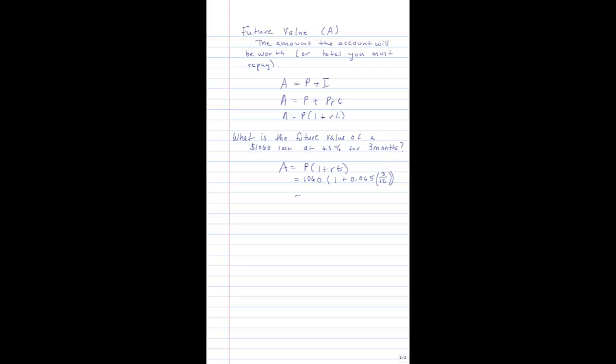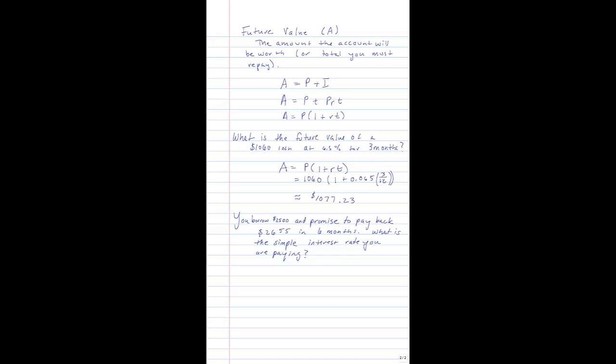When I use my calculator to find this, I find that my future value is about $1,077.23. Go ahead and see if you get this same number on your calculator. You need to be very careful with order of operations and parentheses. What we'd have to do first is multiply this 0.065 times 3/12 and then add 1 to it, and then take that answer and multiply it by 1,060.